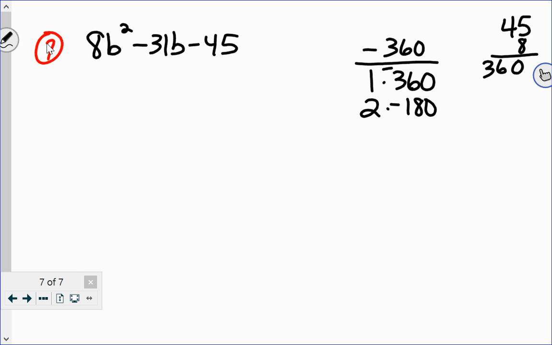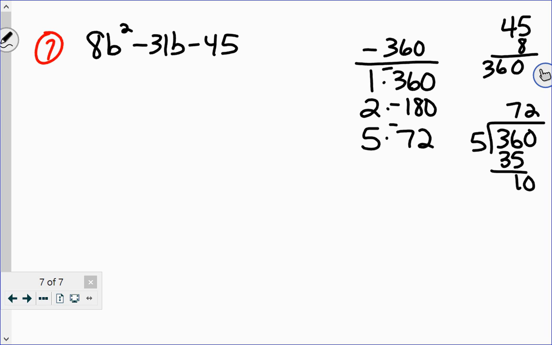And again, if you can't do the division by looking at it, then just do it over to the side. 5 goes into 36 7 times, and that'll give me 35, and then I'll have 10 left, so that's 72. That's still pretty far apart. 6 is easy to see, it's 6 times negative 60, though. Still too far apart. Let's skip a little bit. Let's go to 10. 10 times negative 36.